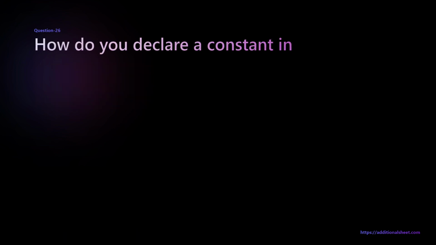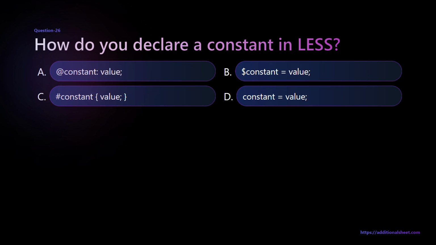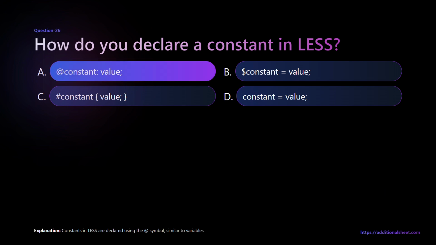How do you declare a constant in Less? Option A, constant value. Option B, $constant value. Option C, hashtag constant value. Option D, constant value. The correct answer is option A, constant value.